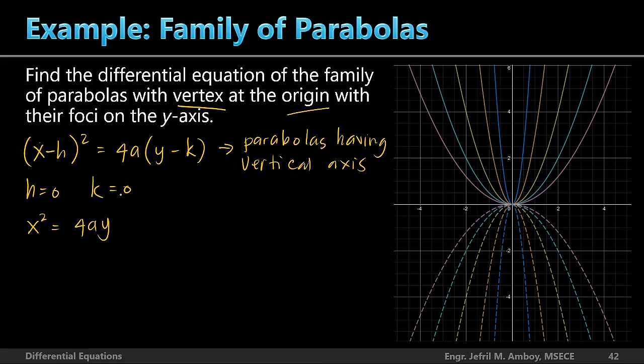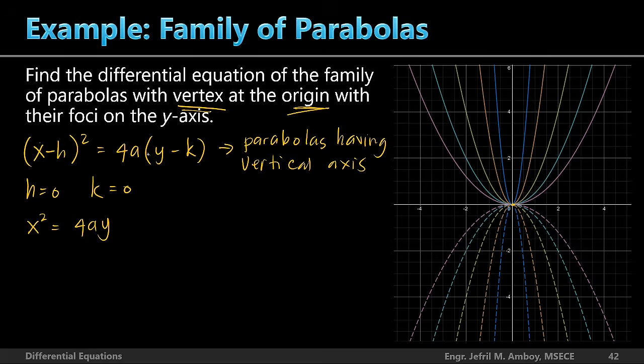Again, I'd like to repeat. Why are h and k equal to 0? Because in the problem, it is stated that the vertex of all these parabolas are at the origin. And if you are at the origin, of course, the coordinates h and k are both 0. Okay? So now we are left with a single parameter, a na lang.